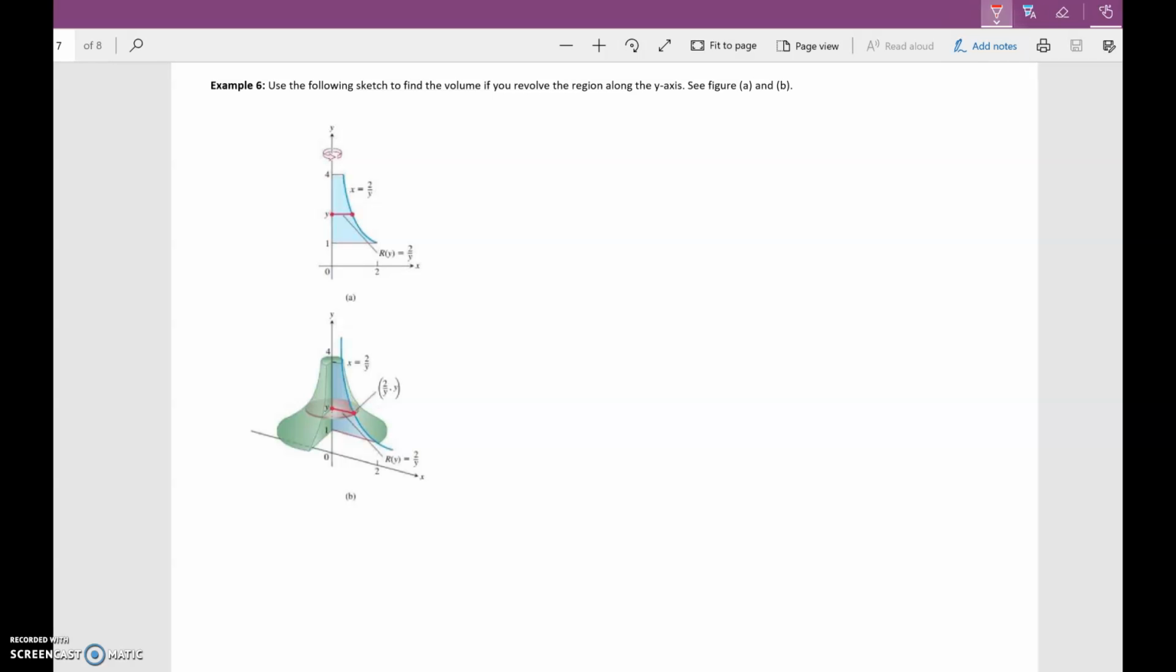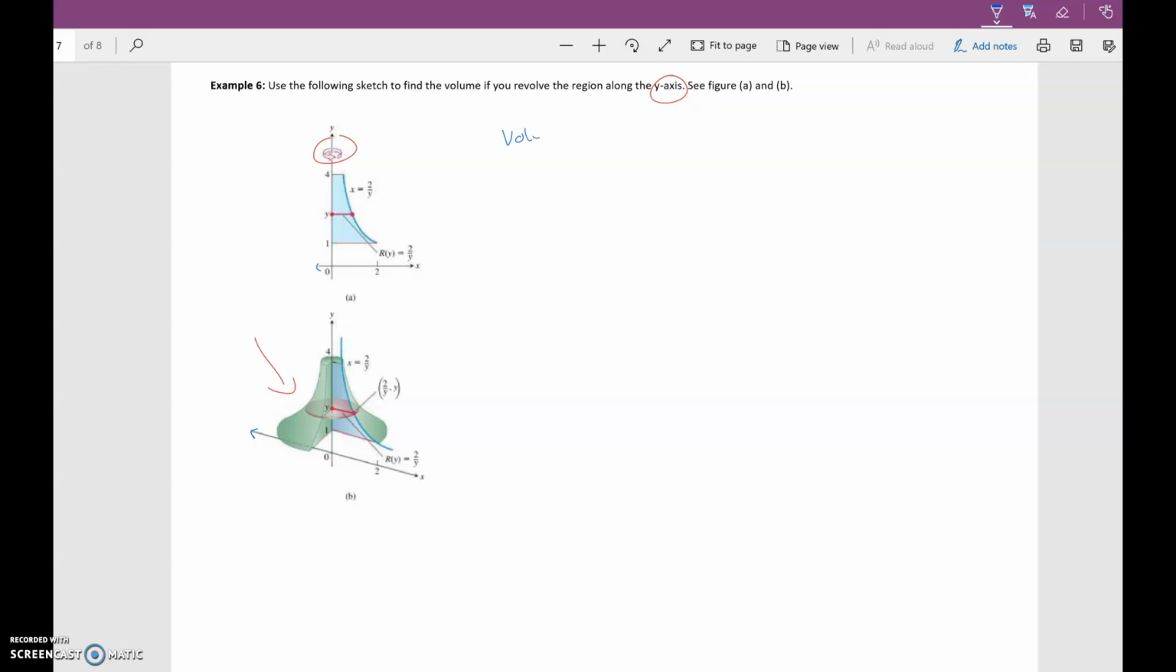Hi class, let's take a look at example 6. In example 6, they're giving us the region. Careful, because they want us to revolve along the y-axis, and here you can actually see what this particular one is going to look like. So let me actually set up the integral.